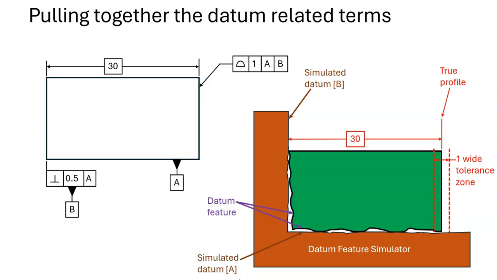To measure the profile tolerance, while the part is first making maximum contact with simulated datum A and then contacting simulated datum B, we start at simulated datum B and go to the right exactly 30 to establish the true profile. Centered on the true profile is the one wide profile tolerance zone. In this process, datums A and B are not involved.